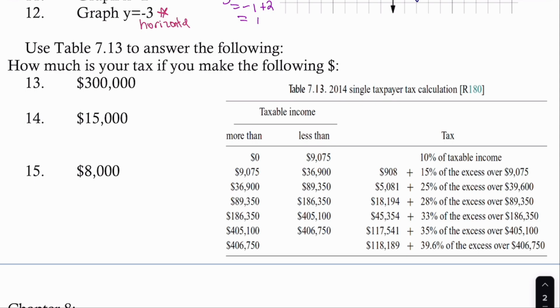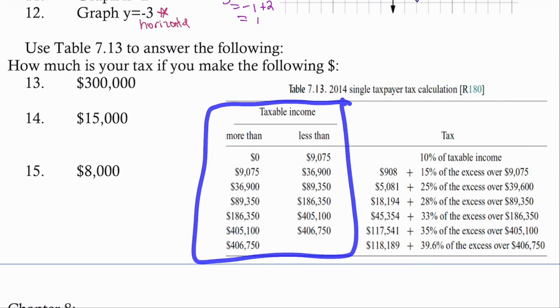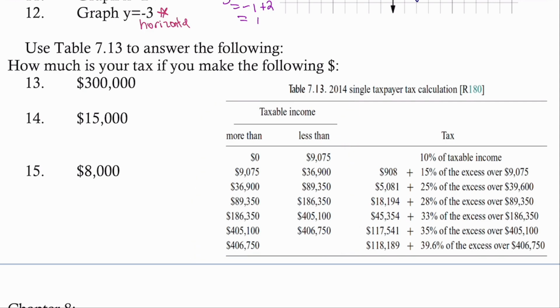Let's take a look at the last piece of information from Chapter 7. It says, how much is your tax if you make the following money? So let's look over this chart here. First you're going to find where your taxable income lies, and then the instructions on what to do are to the right. Let's look at our first one here, $300,000.